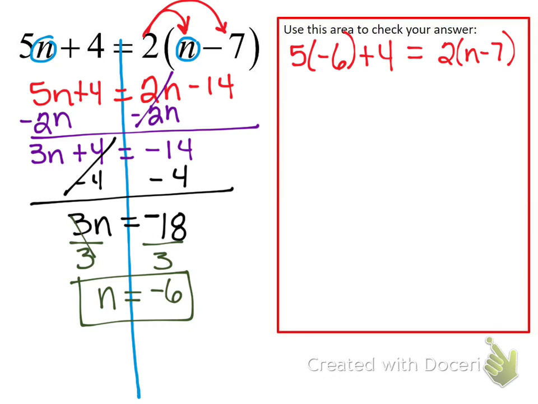I still like to draw the line down the line of equality just to keep my sides separate. And then I use PEMDAS to simplify each side to see if my n equals -6 is accurate or not. So I'm going to take, according to PEMDAS, I don't have parentheses, I don't have exponents, I do have some multiplication, so I'm going to go ahead and multiply 5 times -6 to get -30 plus 4.